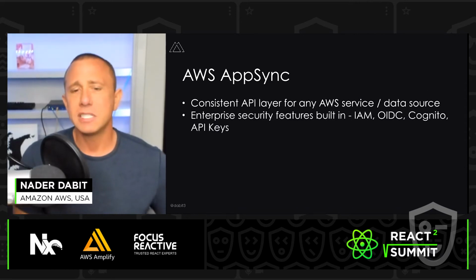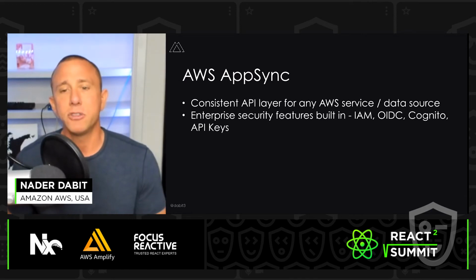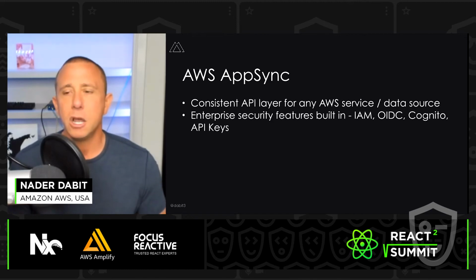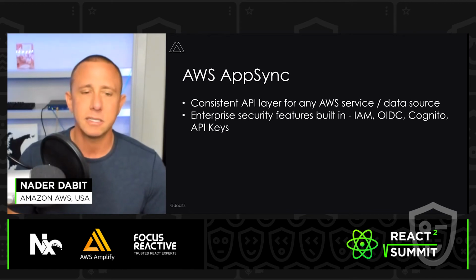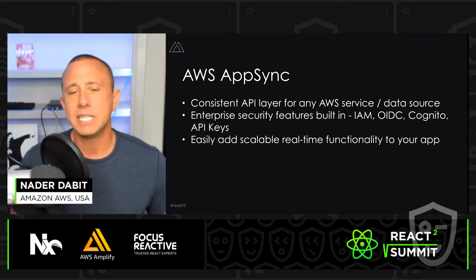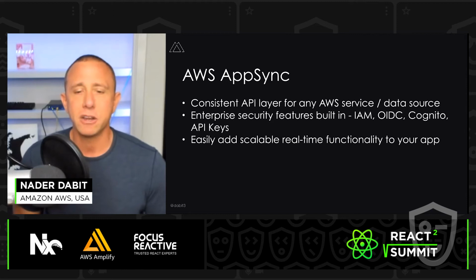We have enterprise security features built in. So if you need to have a single or multiple authorization types for public and private access or a combination of the two, we have that built in. So IAM, we have OIDC for bringing your own authentication provider. So if you're using something like Auth0 or Okta, you can use OIDC. We have Cognito for a managed authentication service. And then we have API keys for public access. And one of the really interesting things about AppSync is how easy it is to add a GraphQL subscription. And we're going to be walking through that in code in just a moment.